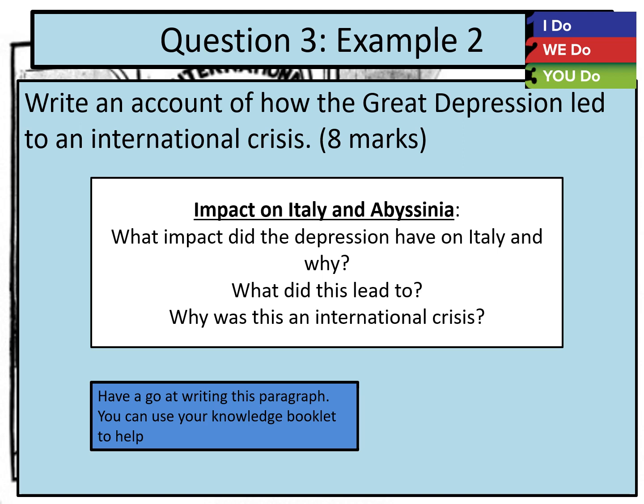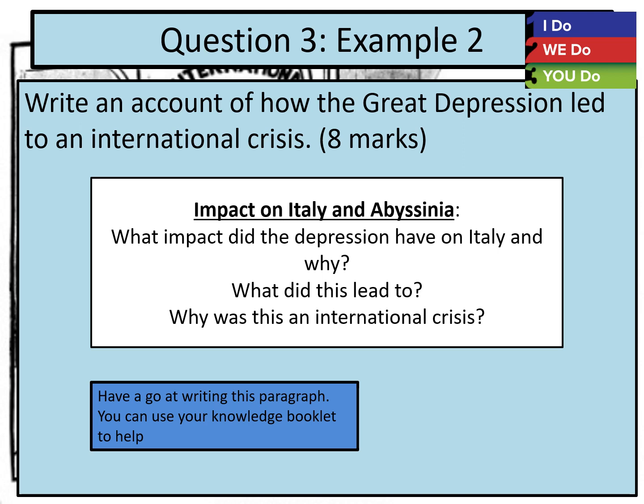Okay, so now I'm going to have a look at the second paragraph. And just like with the first one, I'm going to tell you what it needs to contain. So we're still looking at how the Great Depression led to an international crisis. So in this second paragraph, you're going to focus on Italy and Abyssinia. So a second incident that came out of the Great Depression was the Abyssinian crisis.